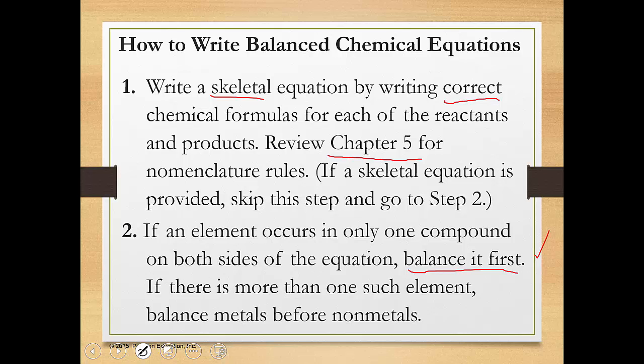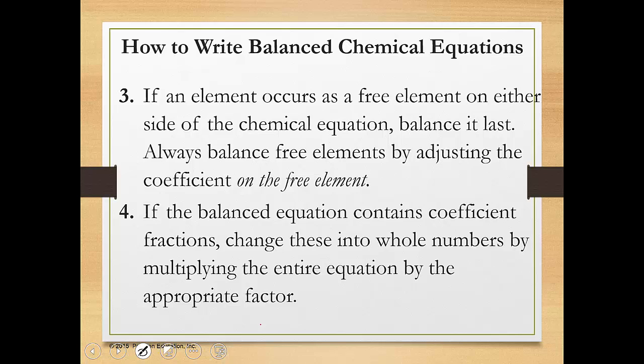Start with that. If there's more than one, start with the metals. Balance your metals before the nonmetals. Keeping it in order will help you to do it more smoothly, more quickly.